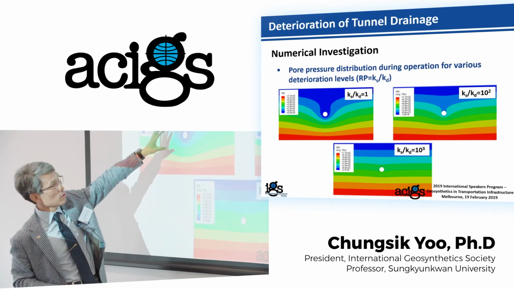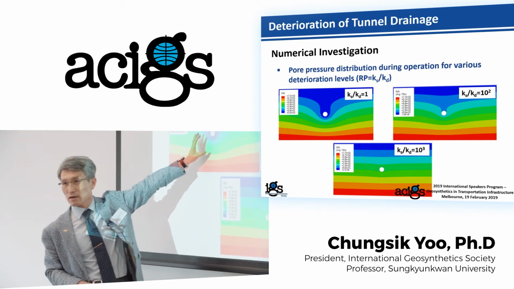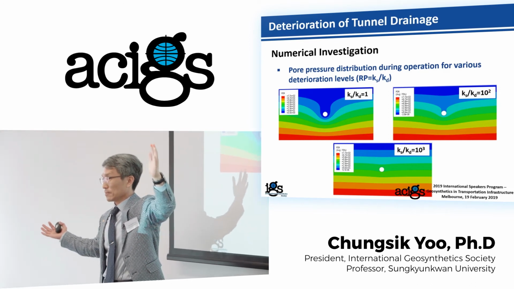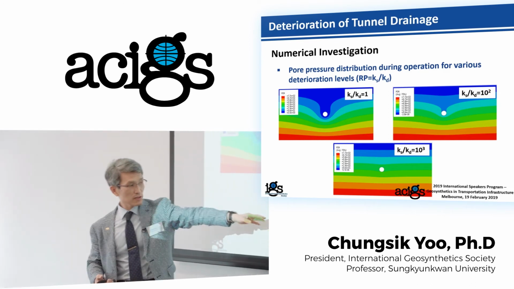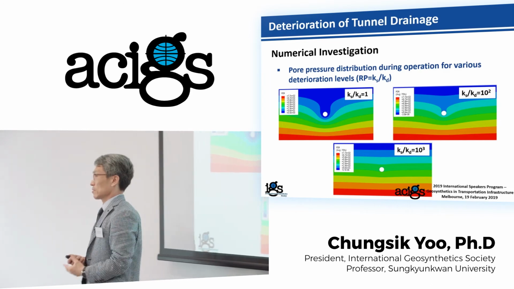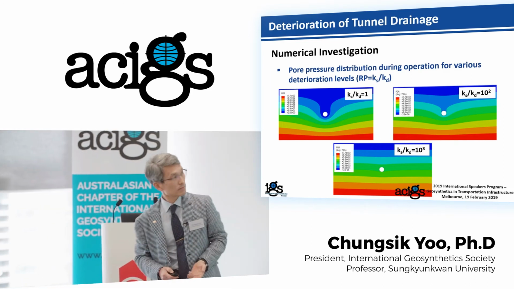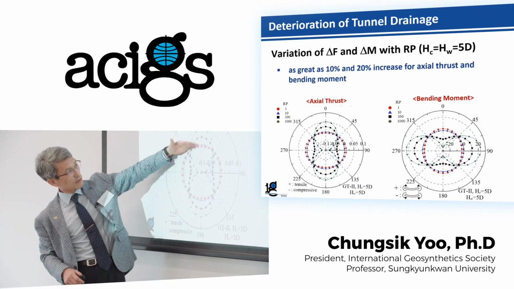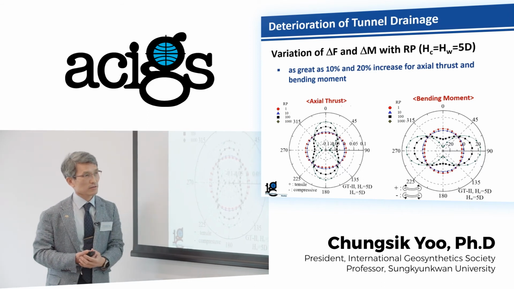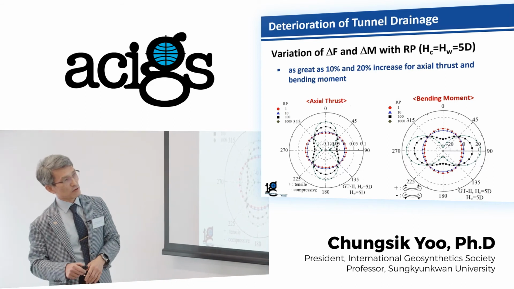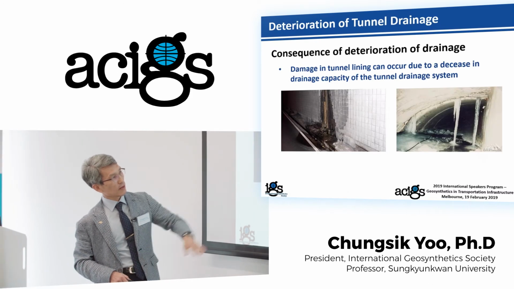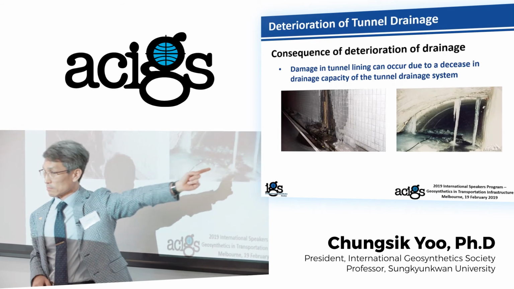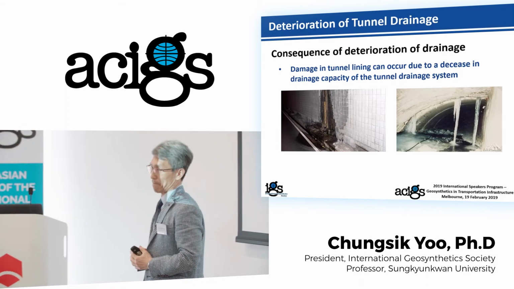When you design a tunnel lining without hydraulic pressure, let's say it is 30 centimeters thick. If you have this situation, then your lining will be cracked. The lining thrust increases as the drainage system deteriorates, and the bending moment increases, and then finally you will have these cracks. So you don't want that to happen, right?